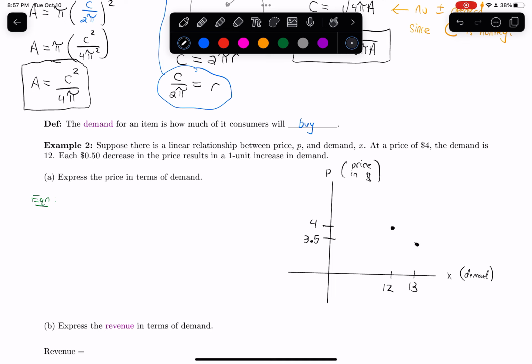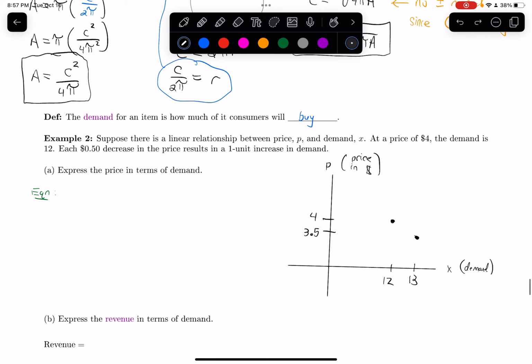Okay, the graph has a linear shape, and it goes through those 2 points. So let's draw a line that goes through those 2 points. That would be something like this. A line that goes through those 2 points. Okay, so that's my graph.